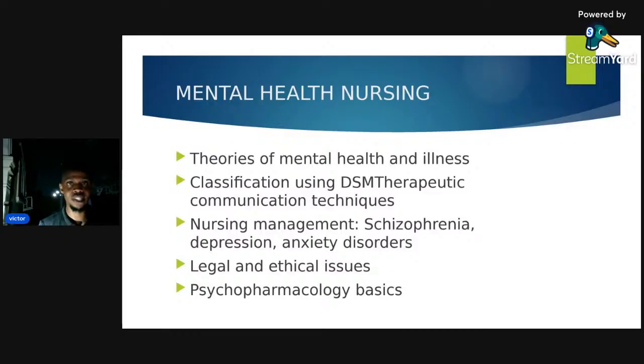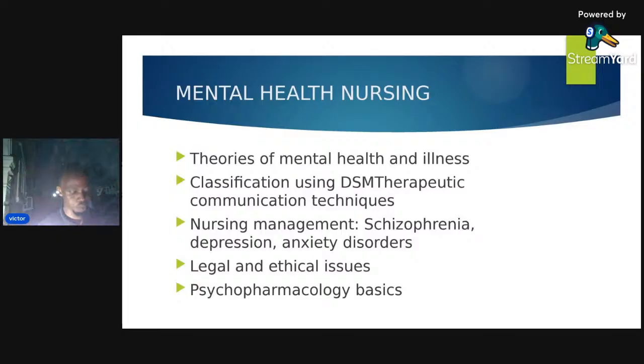The opposite of mental health is mental illness or mental disorder, and that is a dysfunction in the normal psychological processes of the body system. So that is about mental health and mental illness.